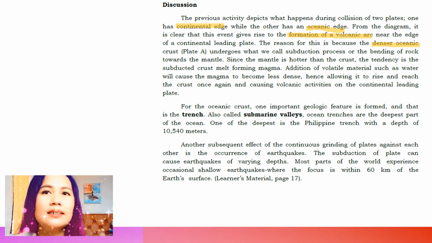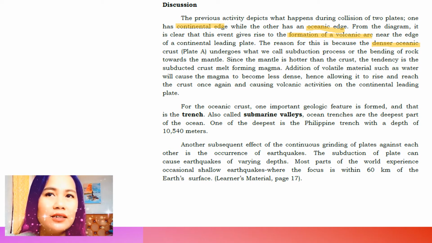Lupailawon siya. Since the mantle is hotter than the crust, the tendency is the subducted crust will melt, forming magma. Addition of volatile material like water will cause the magma to become less dense. Ang mga butang nga less dense, musaka. It allows it to rise and reach the crust once again and cause volcanic activities on the continental leading plate.